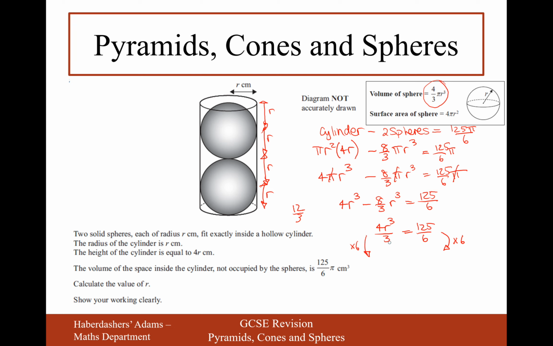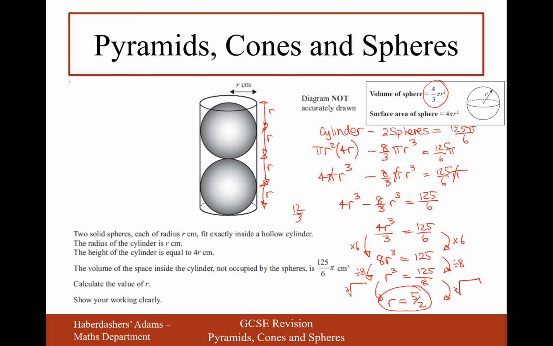Now when I times the left-hand side by 6, I've already got to divide by 3, so I should only really double the top. So it's 8r cubed equals 125. Let's now divide both sides by 8. So that's going to be r cubed equals 125 over 8. And then we need to cube root. So that's going to be r equals 5 over 2. And there we are, calculate the value of r. R is 5 over 2. Lovely, there we are. So that's the answer to this question then.